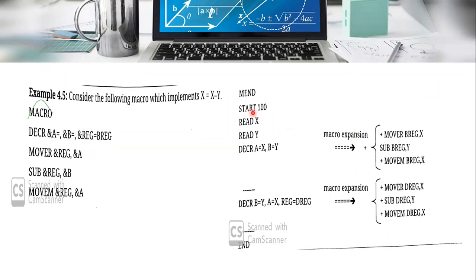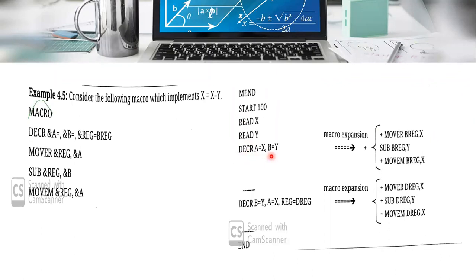This example is an executable program written for the expression x equal to x minus y. Now we can see here: move r and a register, sub and register and b, move m and register and a, and m end. Here the macro definition will be this. We can see the definition of the program: start 100, read x, read y.